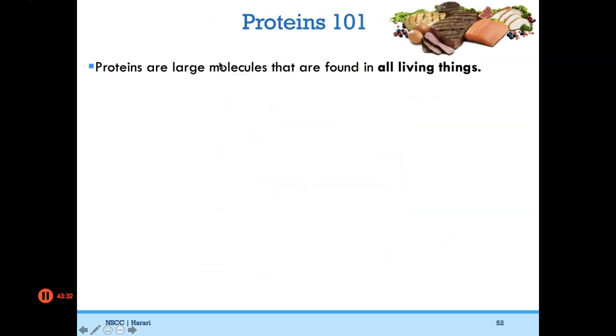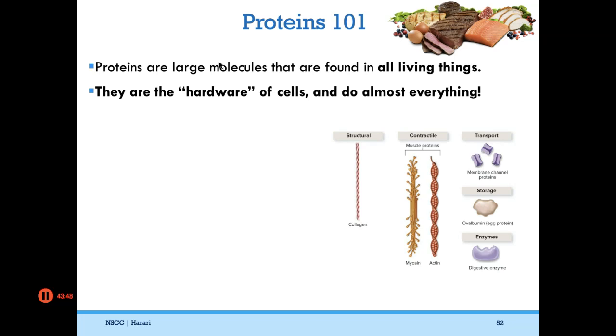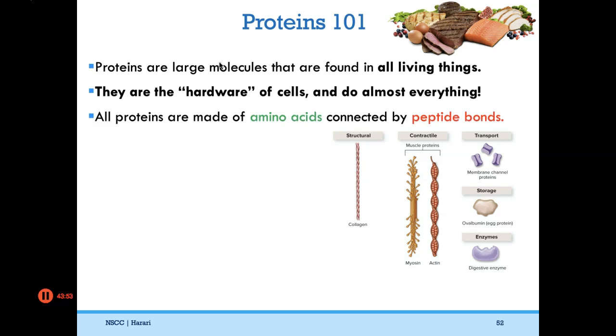So proteins are the hardware of the cell that are found in all living things. Proteins are also found in non-living things, as we'll soon see. But proteins are very large molecules that are found in all living things, and they are the hardware of the cells because they do the work. All proteins are made up of the same monomers called amino acids. And amino acids are connected by special covalent bonds called peptide bonds. So all proteins are made up of amino acids connected by peptide bonds.